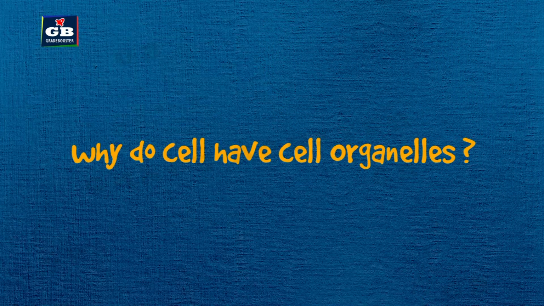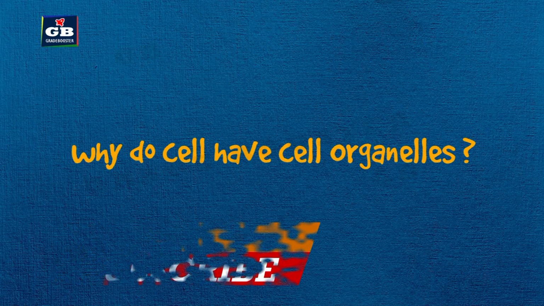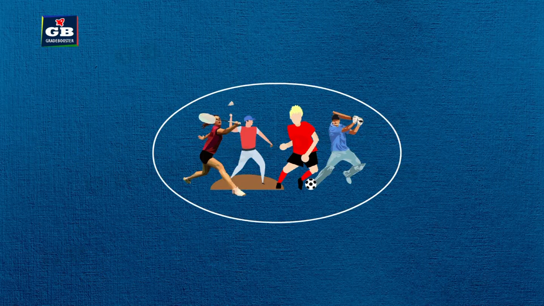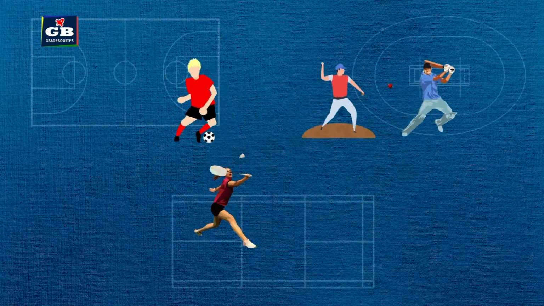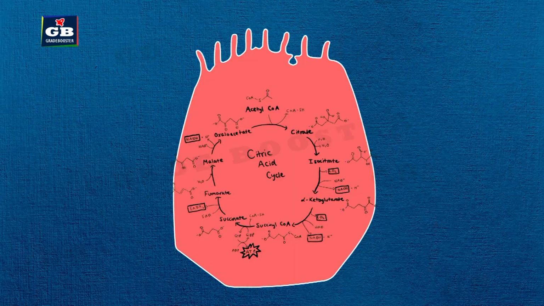Now let's see, why do cells have cell organelles? Let's find the answer to this question with the help of an example. We cannot play cricket, football, basketball and tennis all together in the same court. Different courts are required to play different games. Similarly, in a cell, a lot of chemical activities take place. Different chemical activities require different conditions and machinery to take place.